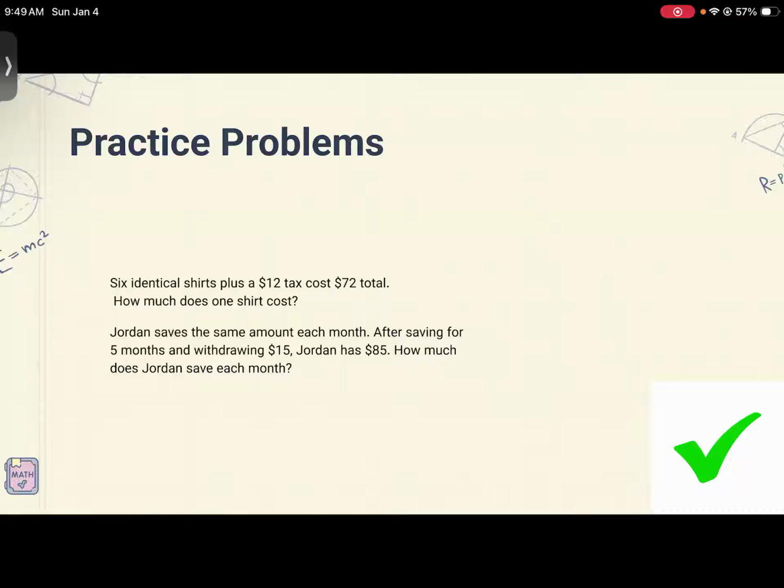So I read the question. Jordan saves an amount of money each month and it's the same amount. And after 5 months, he takes out $15 and he has $85 left. So how much money does he save each month? So maybe if you could tell it to them in Assamese and say to think of the amount of money as X.